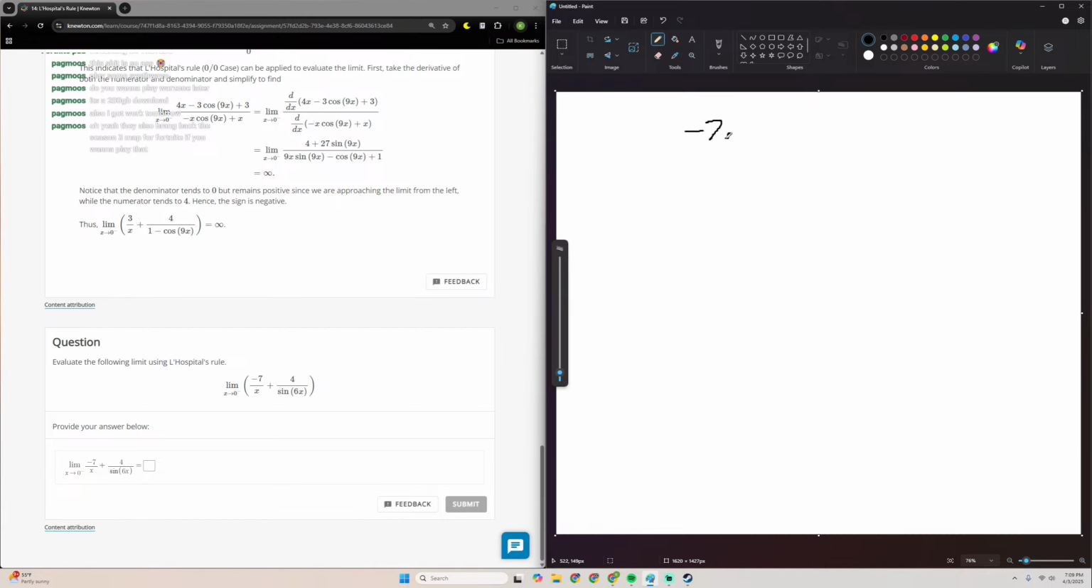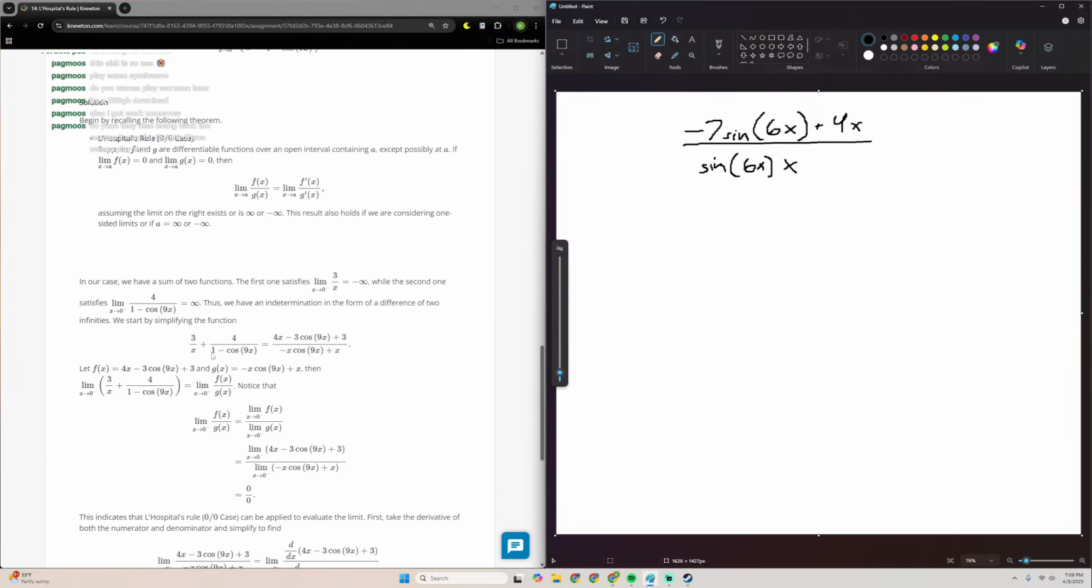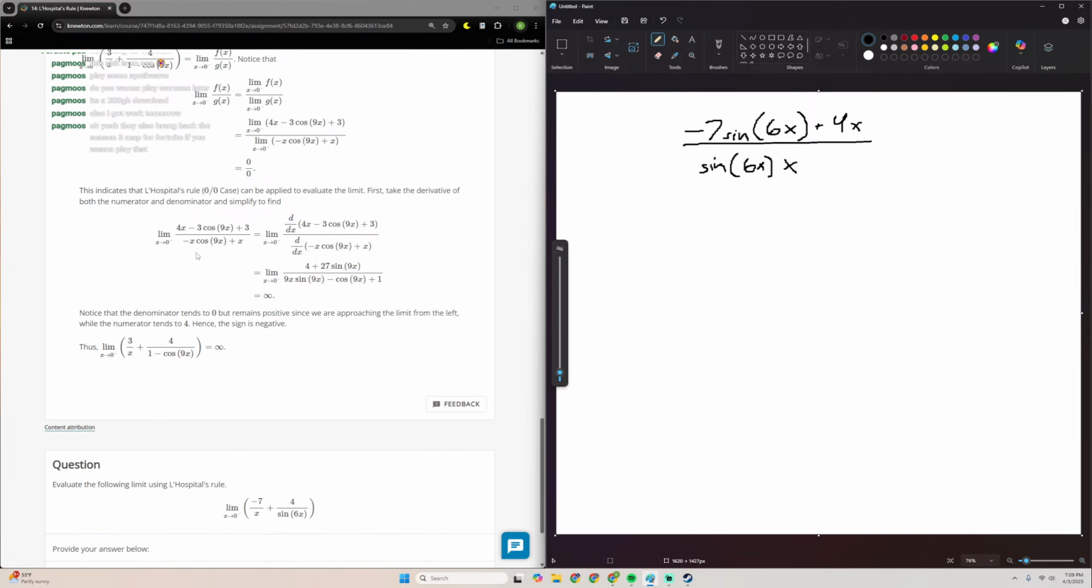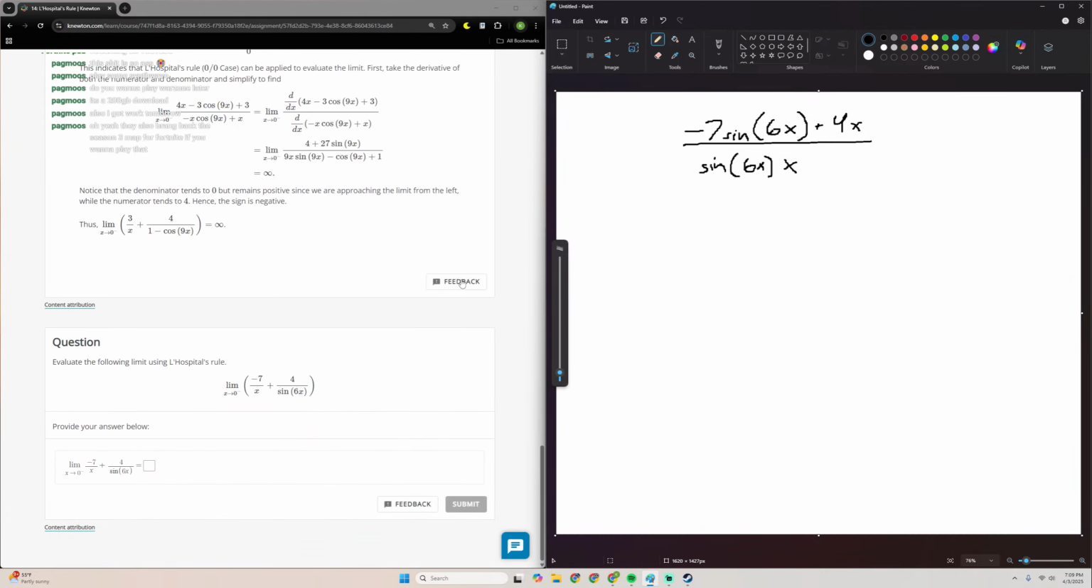-7 sine 6x plus 4x, divided by sine 6x times x, right? And then you derive both of them. Yeah, you derive both of them. This is 0 anyway, so 0 over 0, yeah. No, we're deriving both of them. d over dx.